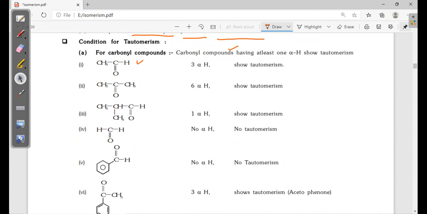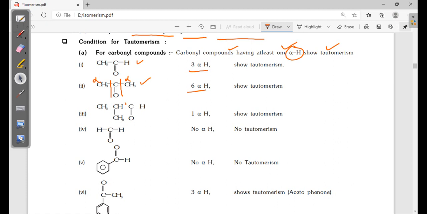For carbonyl compounds having at least one alpha hydrogen, the alpha hydrogen shows tautomerism. If there is no alpha hydrogen, there is no tautomerism. Here three alpha hydrogens are there, so it is showing. Here six alpha hydrogens are there. See, this is a functional group. The carbon attached to the functional group is the alpha carbon.